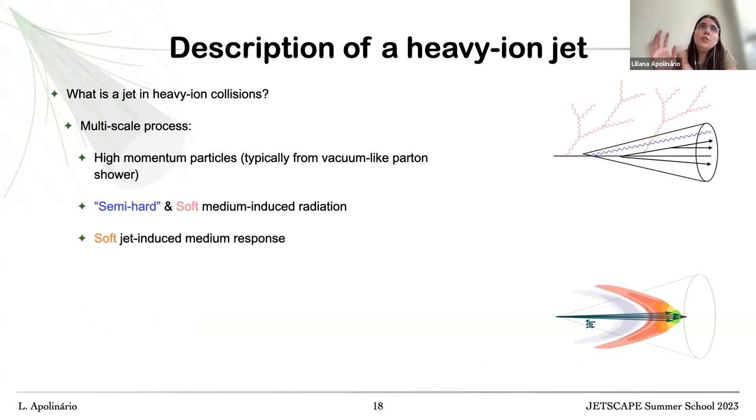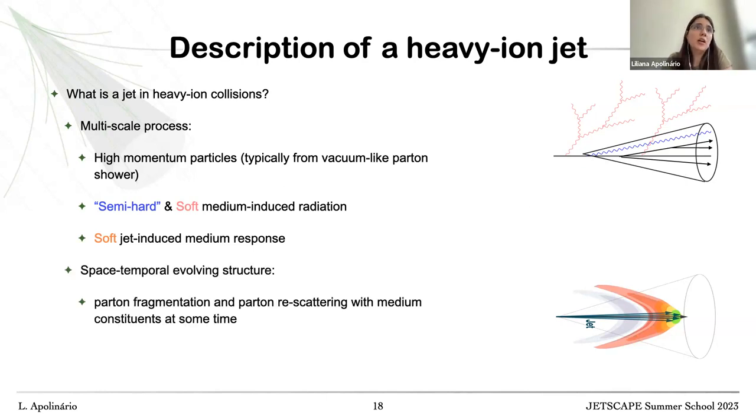So putting everything together, we have a jet that has some vacuum-like parton shower, because vacuum emissions continue to happen independently of whether they are inside or outside of the medium. But then we have some semi-hard and soft medium-induced radiation that is excited from the interactions with the medium. And then we have this soft jet-induced medium response that also travels along your jet. And all of this is on top of some space-time evolving structure that is your quark-gluon plasma model. So everything is connected and happening across this evolving medium.